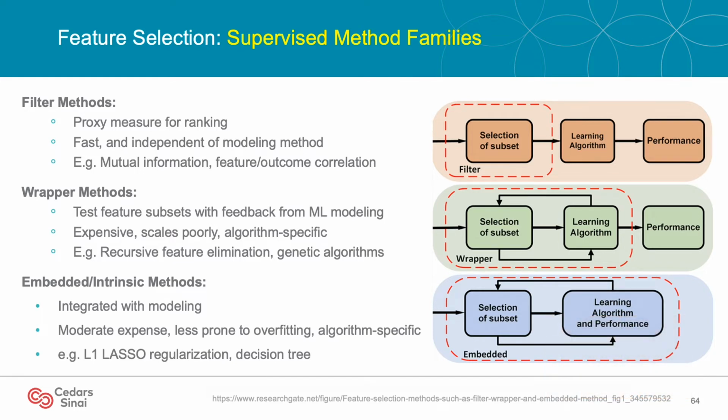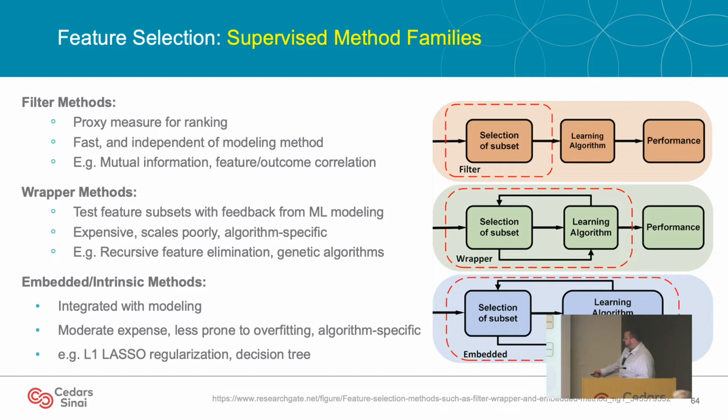And then you have embedded methods, which integrate feature selection with modeling. It's really doing both things at once. These are not as expensive as wrapper methods, and they're less prone to overfitting, but they again give you more algorithm-specific results. It's optimizing what features are selected for the model that is being trained. Some examples are L1 lasso regularization, and even a decision tree is selecting what features go into it.